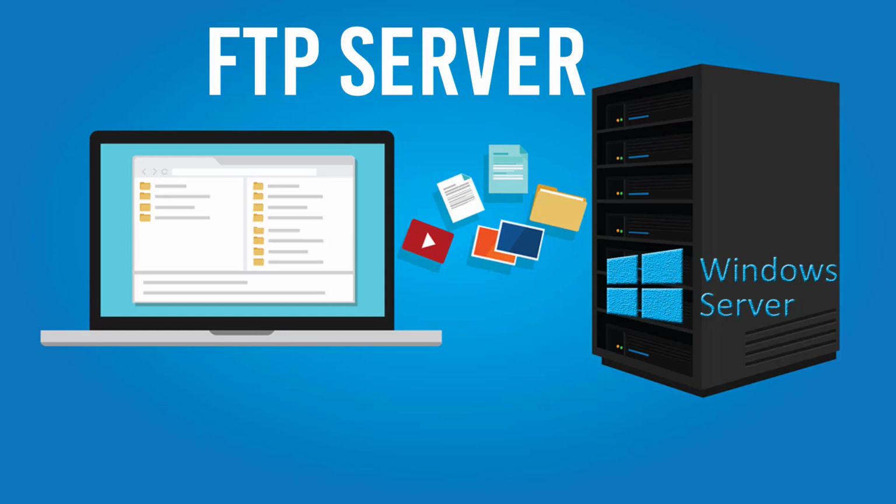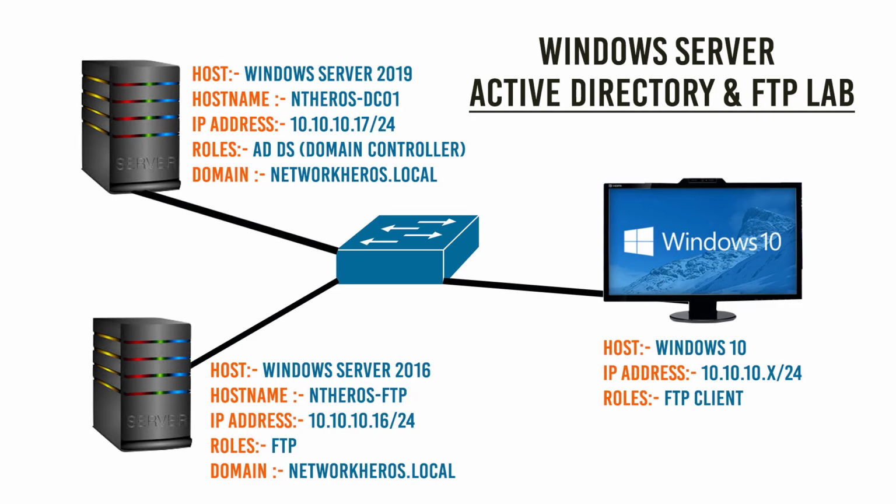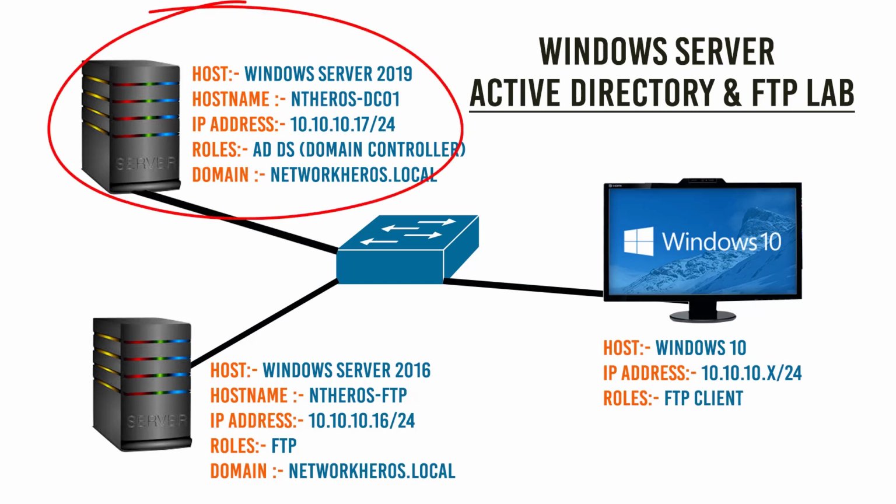In this video tutorial, I'm going to show you how to configure Windows Server as an FTP server and verify with FTP access. The lab scenario will be like this. We'll have a Windows Server 2019 with the name ntheros-dc01 with the IP address 10.10.10.17/24. This is a domain controller, the main server of the demo organization. This will control all the objects in the organization such as users, computers, other servers, etc.